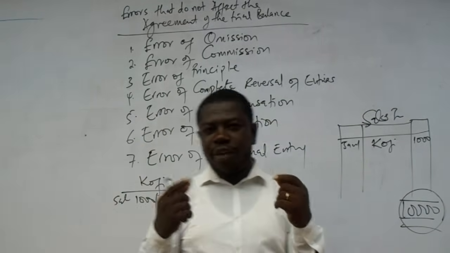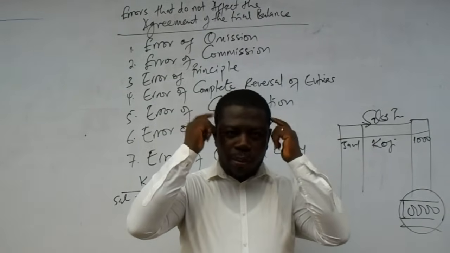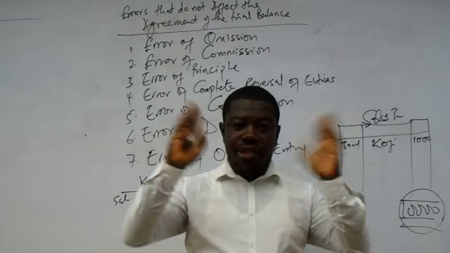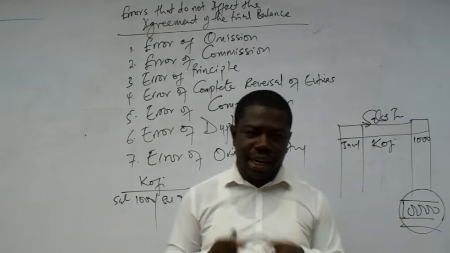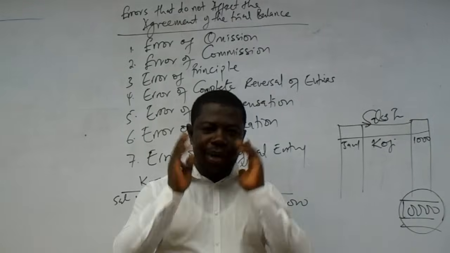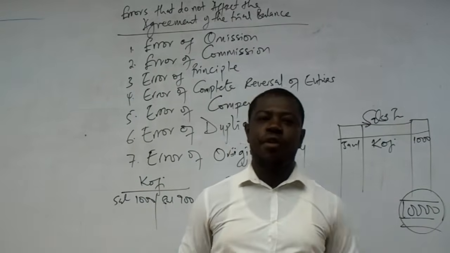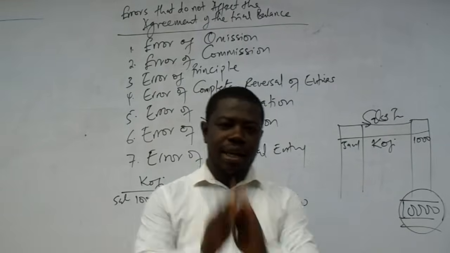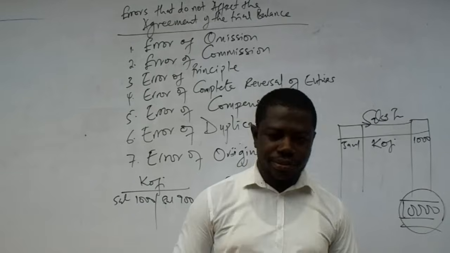So anytime you are solving a question and you see sales journal overcast, in your mind, erase off the journal, just make it sales account overcast. If you see purchases journal undercast, just erase off the journal, make it purchases account undercast. Those errors are not errors of original entry. Those ones are errors of casting, and they will affect the agreement of the trial balance.